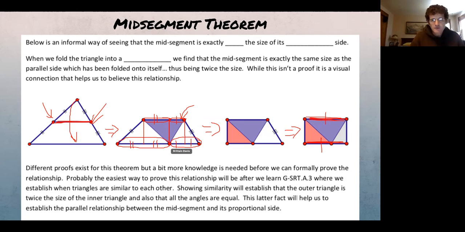So this informal proof kind of shows us why this mid-segment is going to be, if I'll make up a number, if that's 3 centimeters long, then this has got to be twice as long, because I've got the 3 right here, but then between these two segments right here, that makes up another 3. So the total length is going to be 6.